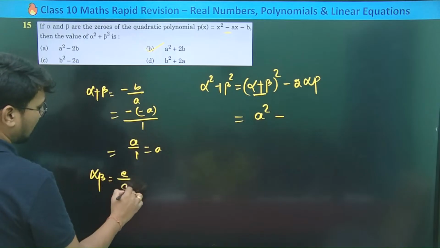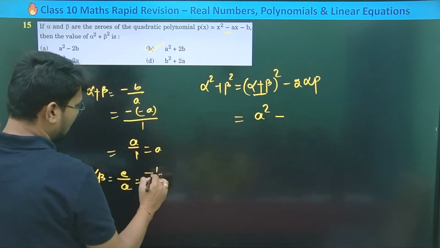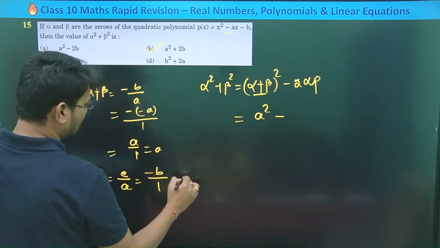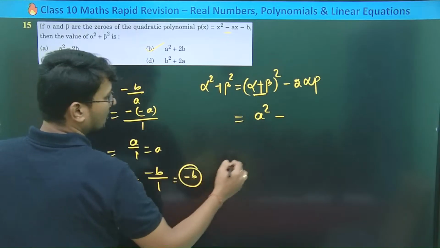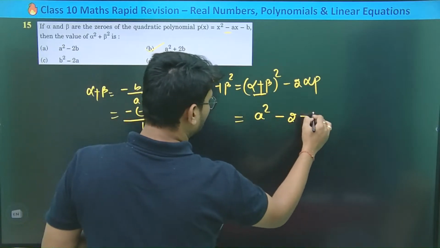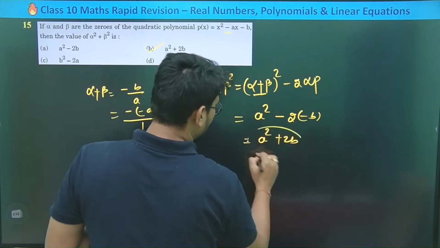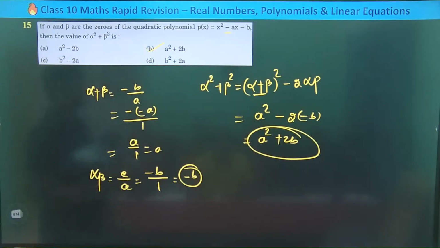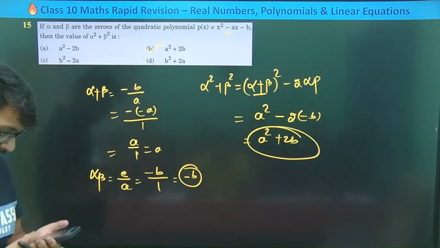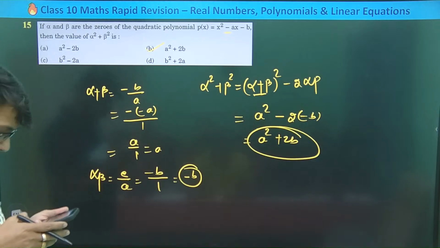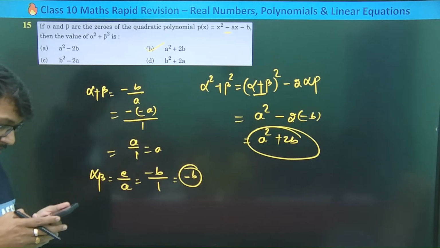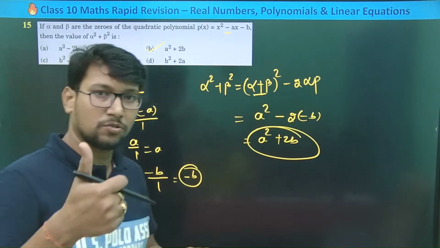Alpha beta is C by A. How much is C? Minus B by 1, that is minus B. So 2 into minus B, that is A square plus 2B is the answer. Check. Very good. Okay, well done children. Very good.